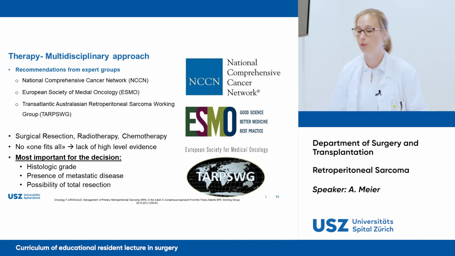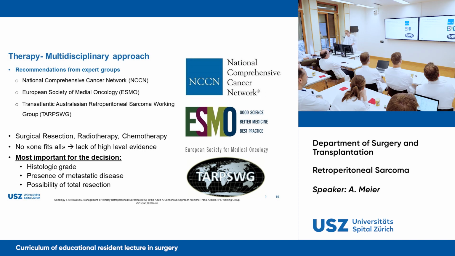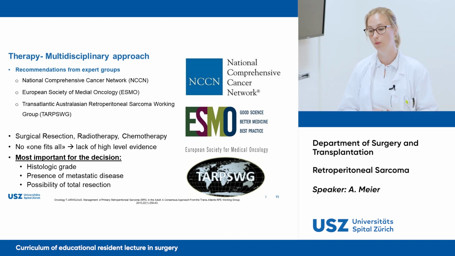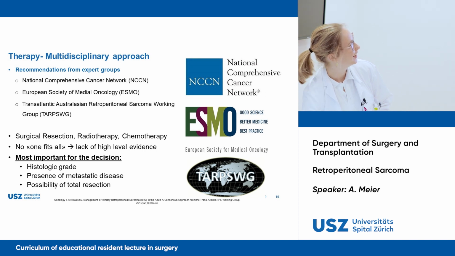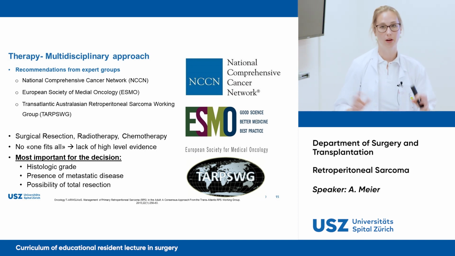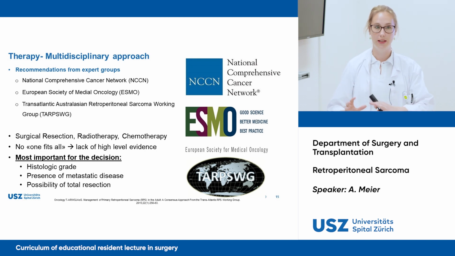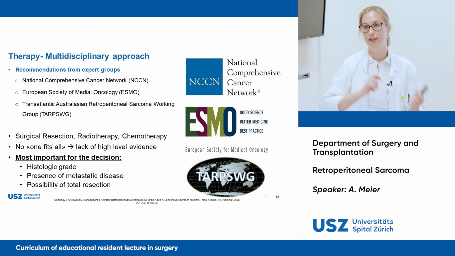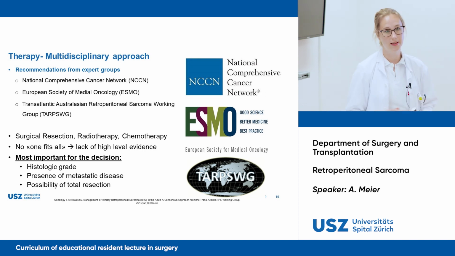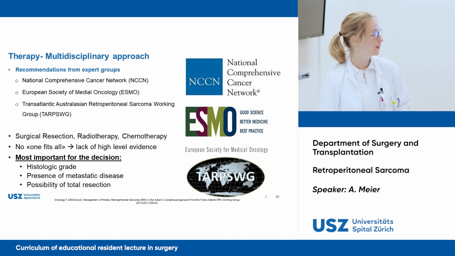This is a multidisciplinary approach we have in the therapy. There is no guideline as with some other cancers we know, but there are recommendations from groups all over the world. The most known is the National Comprehensive Cancer Network. There's the European Society for Medical Oncology, and there's the Transatlantic Australasian Retroperitoneal Sarcoma Working Group. This is a combination of surgical resection, radiotherapy, and chemotherapy. And there is no one-fits-all guideline or one-fits-all patient, because it's so different and so uncommon. So there is a real lack of high evidence levels.